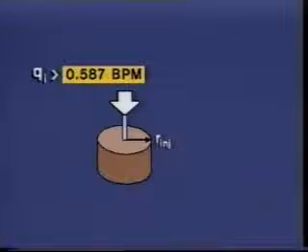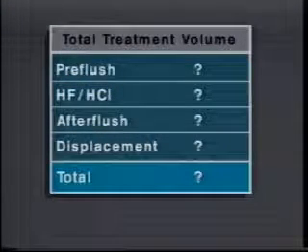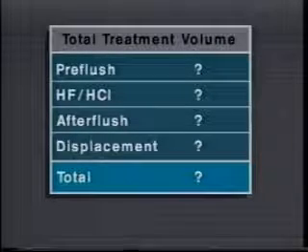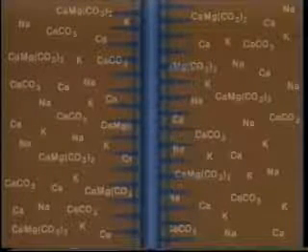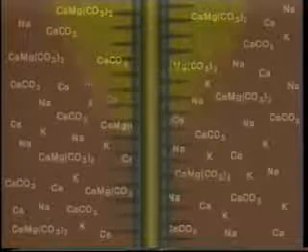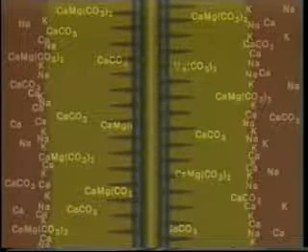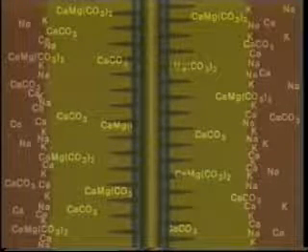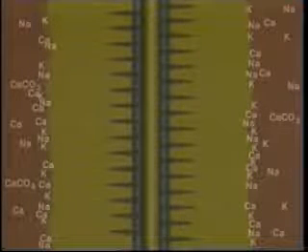of the drainage radius. But to do that, we must first calculate the total treatment volume, which includes pre-flush, acid, after-flush, and displacement fluid. The HCl pre-flush required in HF treatments serves two purposes: to displace the formation fluids so that no potassium, sodium, and calcium ions will mix with the HF acid, and, more important, to prevent the precipitation of calcium fluoride, an insoluble solid, by dissolving any calcium and magnesium carbonate.